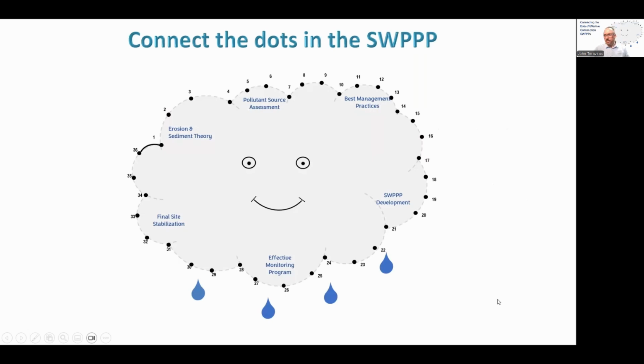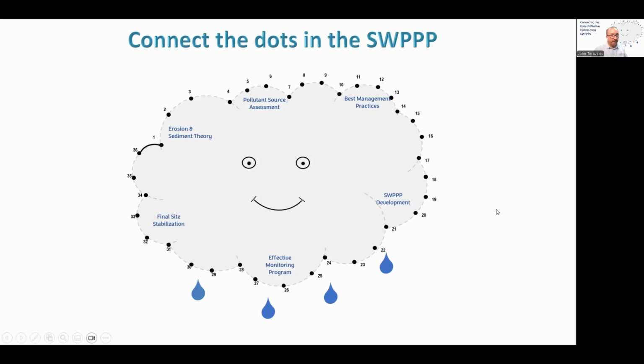So let's do the exercise here. We've got 30 minutes remaining, and I want to connect some dots. As far as having a stormwater management program, these are the dots we're typically looking at.